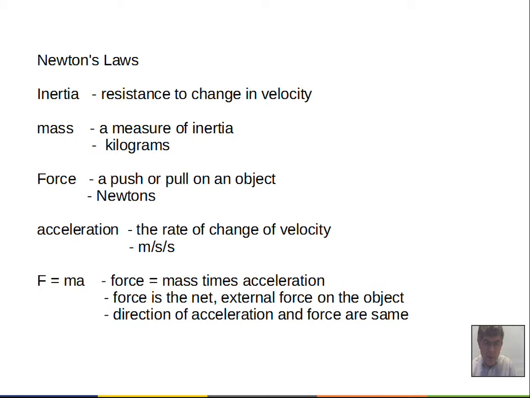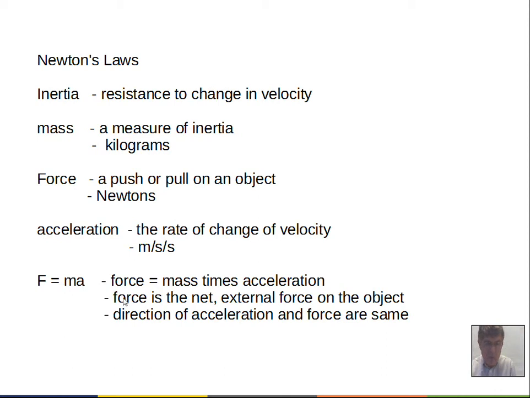And acceleration measures the rate of change of the velocity. Each second tells us how much the velocity is changing, how many meters per second of change we have. So acceleration measures the rate of change of the velocity. Then F equals ma, Newton's second law. The force here equals mass times acceleration.